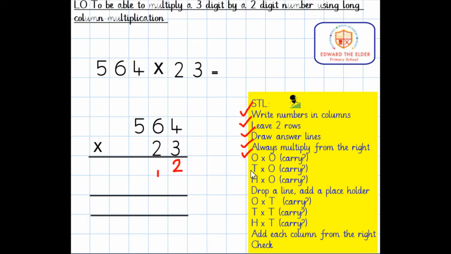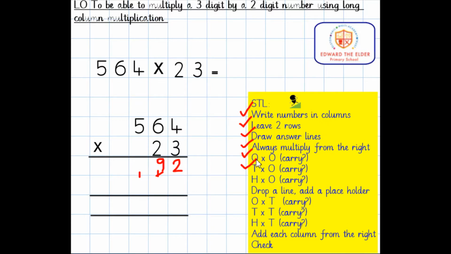My next step asks me to multiply the tens by the ones. So 6 multiplied by 3 is 18. Not forgetting the 1 I carried over, I have 19. I'll put my 9 there, carry over my 1 and cross this one out.